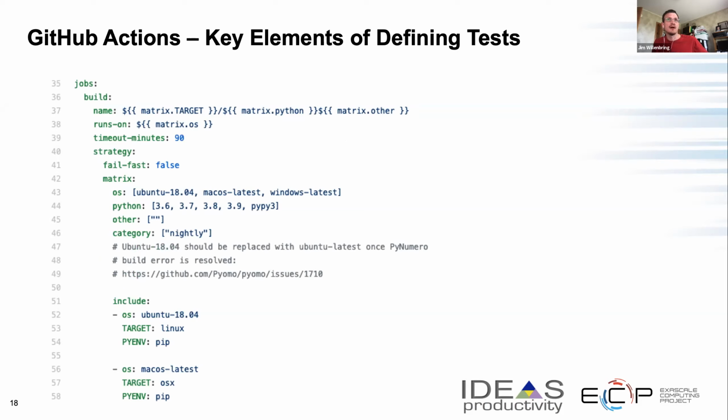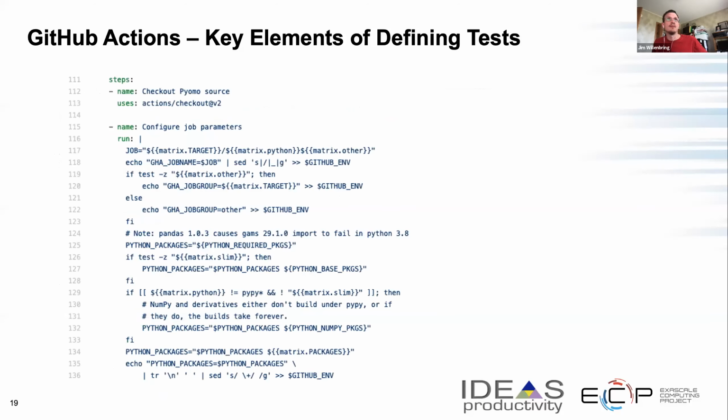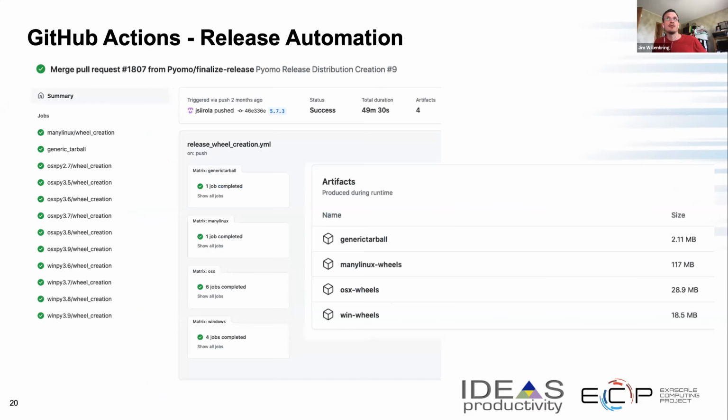This example has a bit of complexity, testing with different versions of Python, testing with different OSs, and it specifies timeouts, things of that nature. So there's a lot of things that a person can do with GitHub Actions. And then steps: this one checks out the Pyomo source code and then configures different jobs. Again, these are a little bit more advanced, just to motivate where you can go after the more basic start.